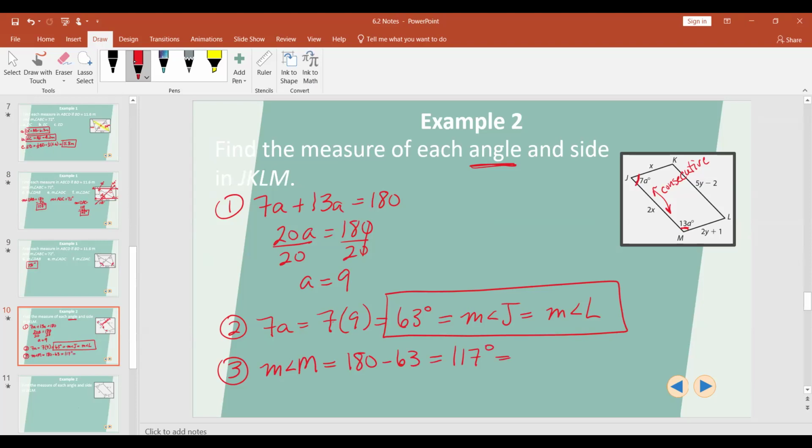And because that's angle M, it's also the measurement of angle K. So the measurement of angle M and angle K is 117 degrees. If you plug that in, 13 times 9 is also 117 degrees. Either way, you get the same answer. All right, so let's move on.